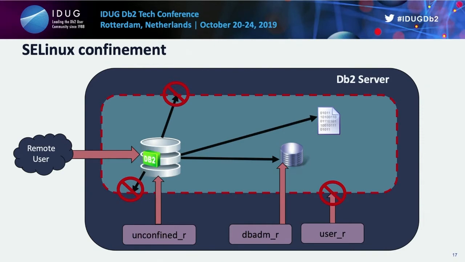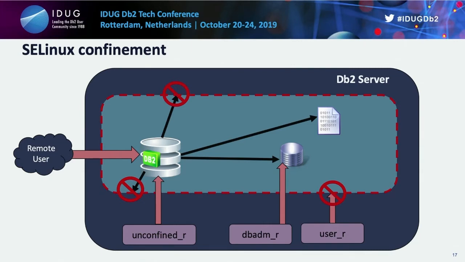Okay, so example here, unconfined. Users that get the unconfined role can access everything with Db2. Users that get the dbAtom role can access everything with Db2. A regular user is blocked, can't access Db2 files. So these are the two main goals we talked about for SELinux: prevent damage from somebody getting in, so that they can't get too far out, and prevent users that aren't authorized from getting at the database.